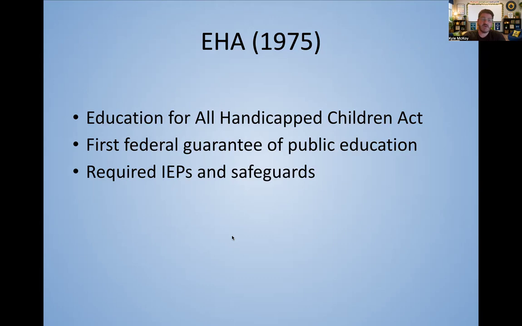So then moving right along, we had the Education for All Handicapped Children Act, the EHA, in 1975. So this was the first federal guarantee of public education. This was kind of the precursor to the current day IDEA, and it required IEPs and safeguards to be implemented.